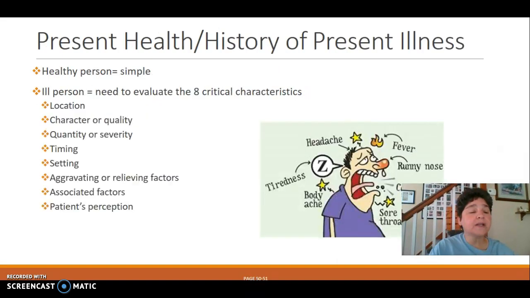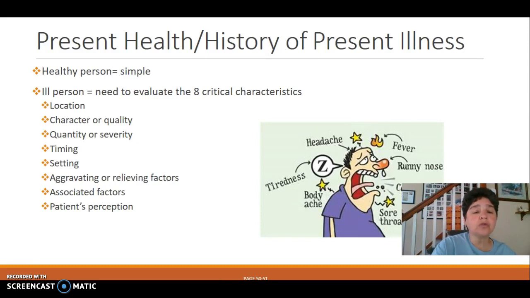Present health, history of present illness. This is on page 50 in your book. You can look over all of these things. Healthy person is very simple. If they say they're healthy and they don't have any problems, that's all we need to do. However, if they do have an illness or they have something wrong with them, then we need to look at the 8 critical characteristics. So these are all listed on page 50 and 51.